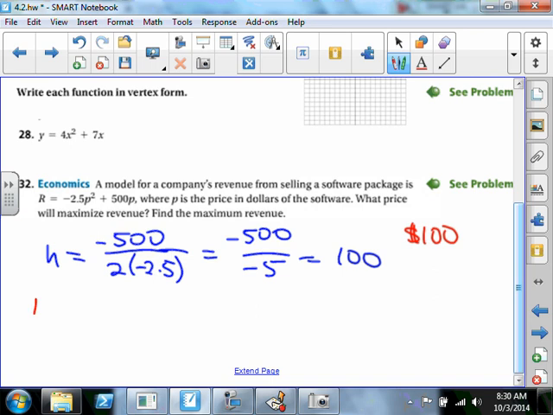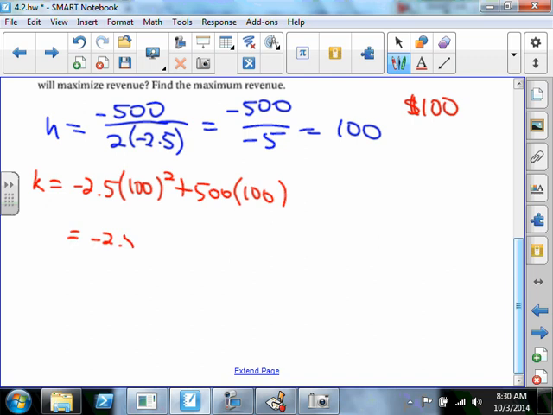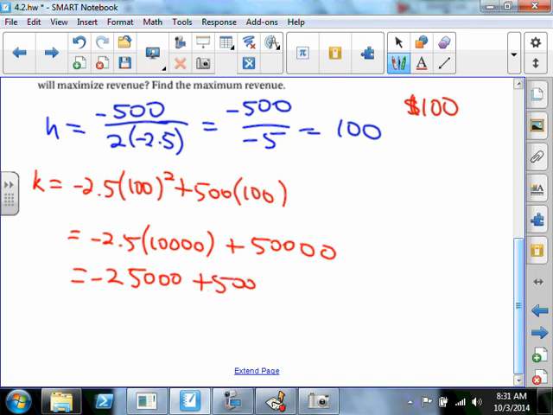So then the k, which is really the R, is going to be negative 2.5 times 100 squared plus 500 times 100. So this is negative 2.5 times a 1 with 4 zeros, that's 10,000, plus a 5 with 4 zeros. So that's negative 25,000 plus 50,000, which is 25,000. So the maximum revenue then would be $25,000.